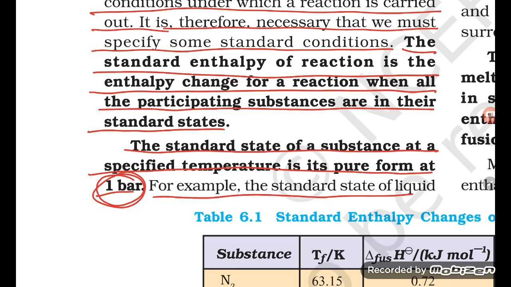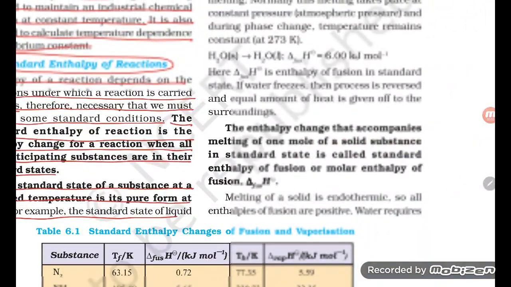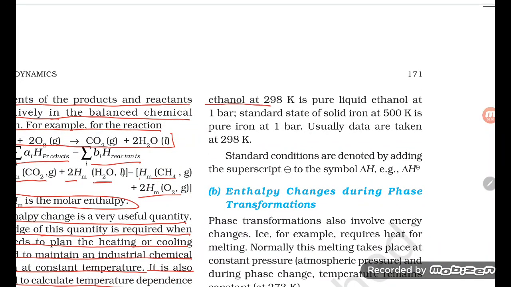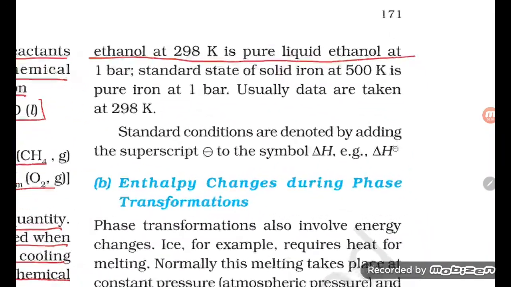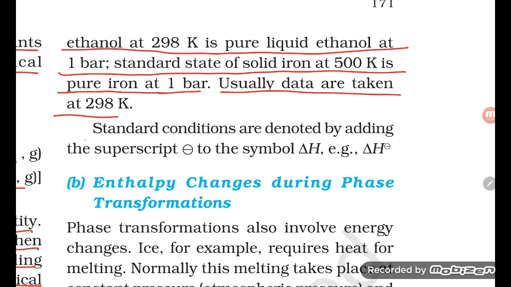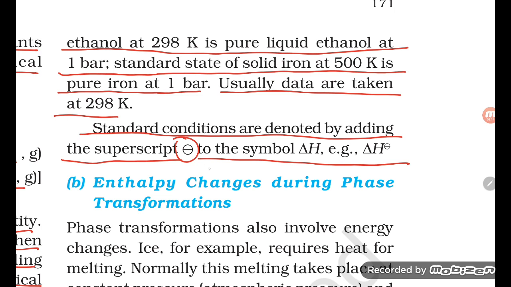For example, the standard state of liquid ethanol at 298 Kelvin is pure liquid ethanol at 1 bar. The standard state of solid iron at 500 Kelvin is pure iron at 1 bar. Usually data are taken at 298 Kelvin. Standard conditions are denoted by adding the superscript ° (naught) to the symbol ΔH.